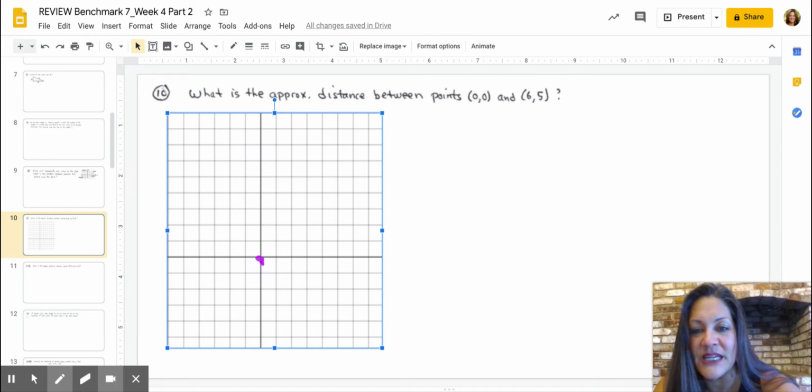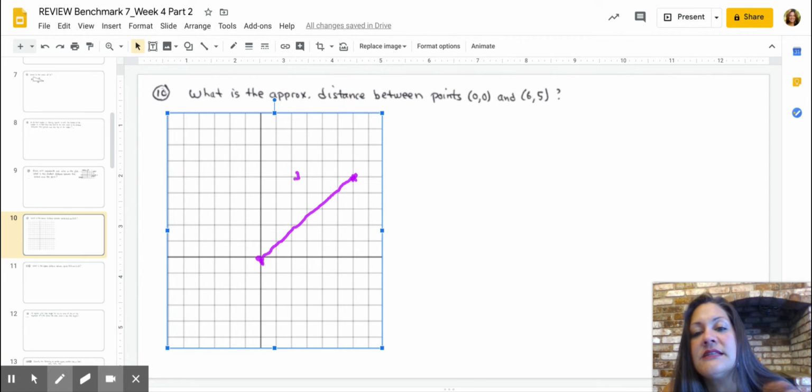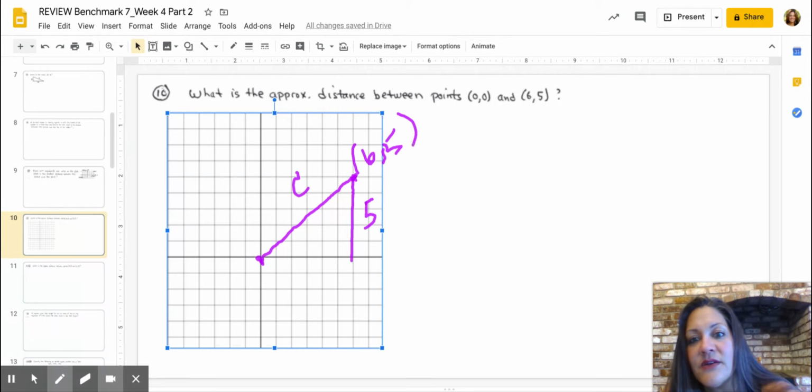1, 2, 3, 4, 5, 6. And we're going to go 5. 1, 2, 3, 4, 5. Okay, so we want to know what is the distance between these. We're going to make it a right triangle so we can use our Pythagorean. I want to know this side, which is C. I know that we went up 5, and right here is 6.